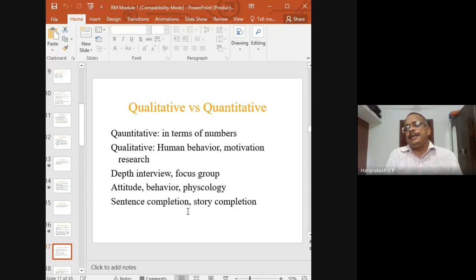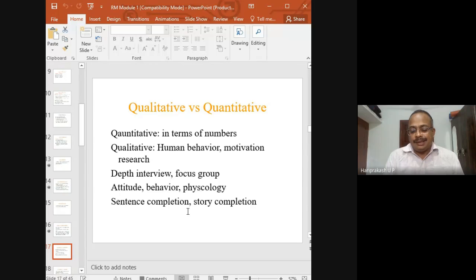Say, for example, you want to explain human behavior. Human behavior you cannot explain quantitatively. It should be a qualitative explanation. Consumer behavior you have to explain, how an individual is motivated, how an individual performs. Employee stress, employee performance, work performance. These types of concepts have to be researched qualitatively. Motivational research, what factors motivate individuals to work. These types of research are qualitative.